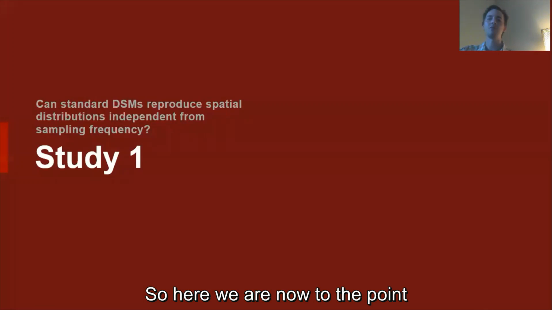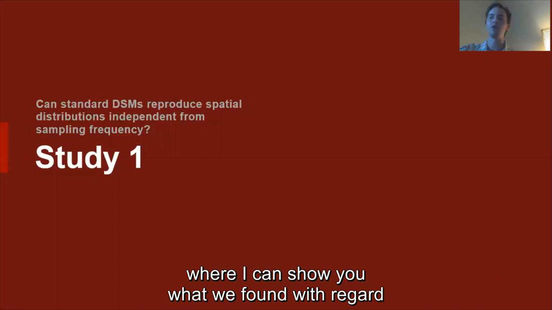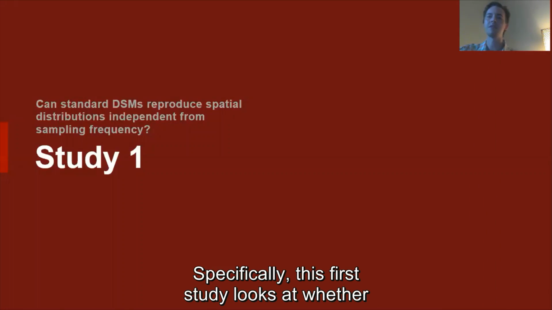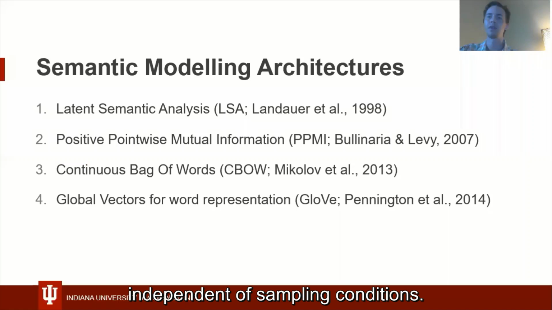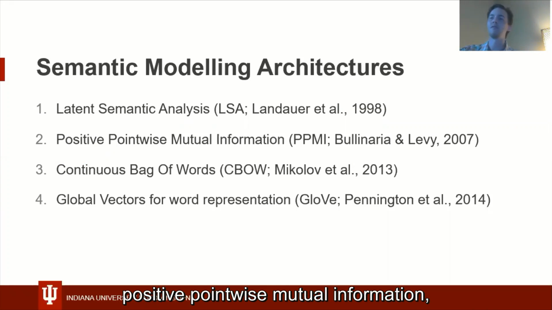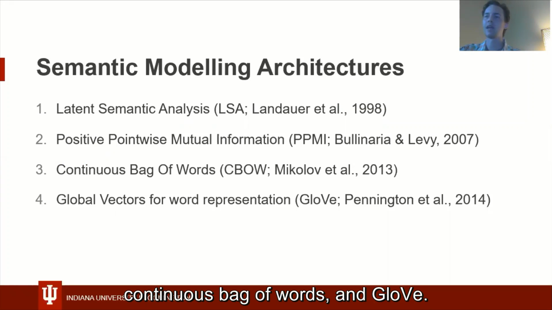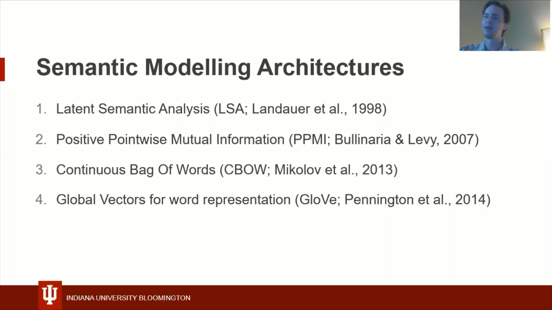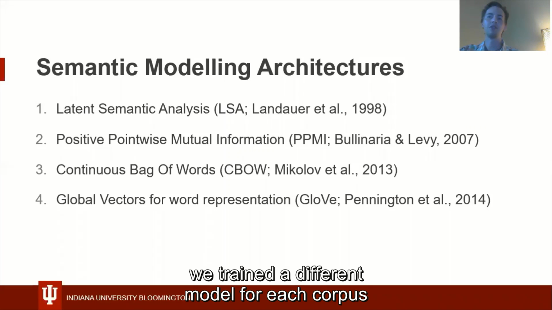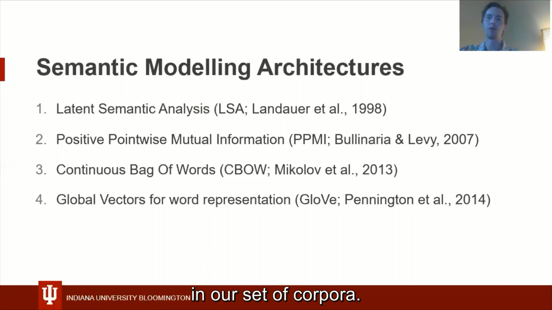So here we are now to the point where I can show you what we found with regard to standard DSMs. Specifically, this first study looks at whether standard DSMs can reproduce maps independent of sampling condition. So in our first study, we used LSA, positive pointwise mutual information, continuous bag of words, and GloVe. But in the interest of time, I'll refer you to our paper or to the original papers for their various operations. So for each of these architectures, we trained a different model for each corpus in our set of corpora.